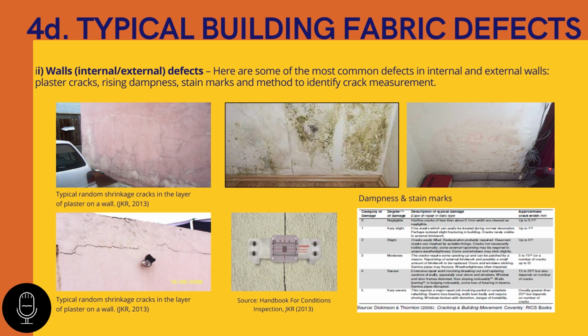There are different categories and degrees of damage, which have been comprehensively explained by Dickinson and Thornton in 2006 in their book Cracking and Building Movement by RICS. This table particularly explains the category of damage and degree of damage based on crack width. It can be negligible, very slight, moderate, severe, or very severe.